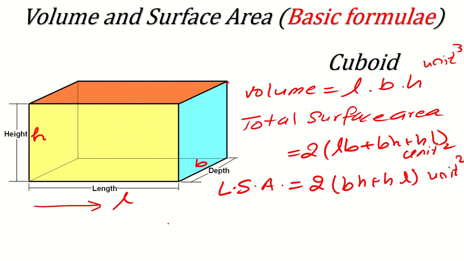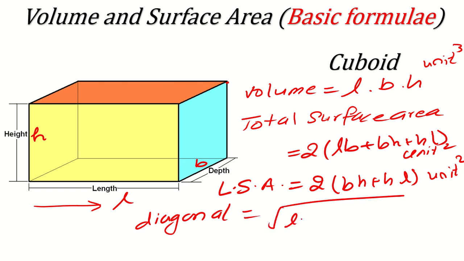Okay, so how will you find the diagonal? Its formula is equal to square root of L square plus B square plus H square. This formula will help you solve many 1 mark questions also. One more thing I will tell you, my dear students: here I am not going to discuss so many questions, just some basic questions so that we can see the application of the formula also.